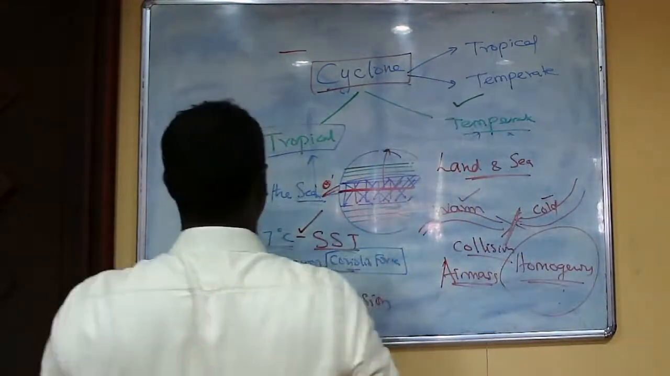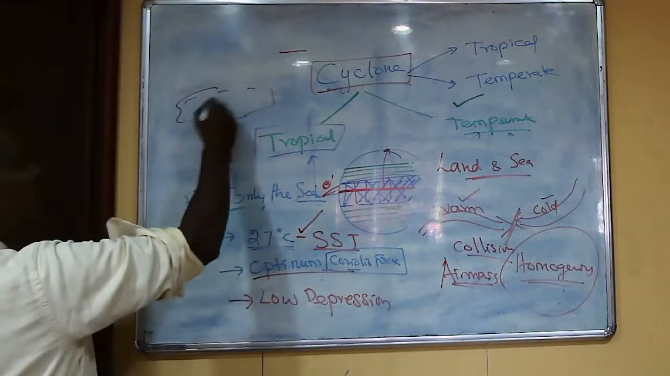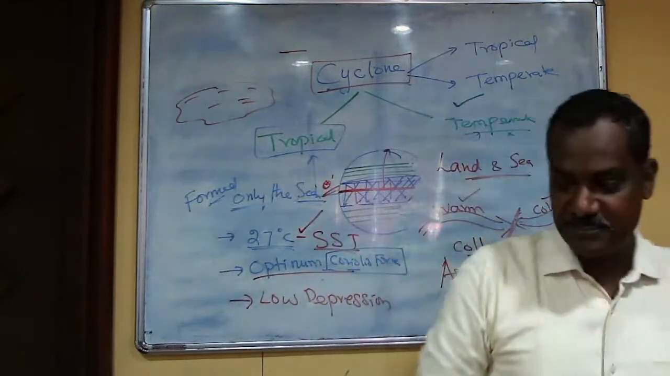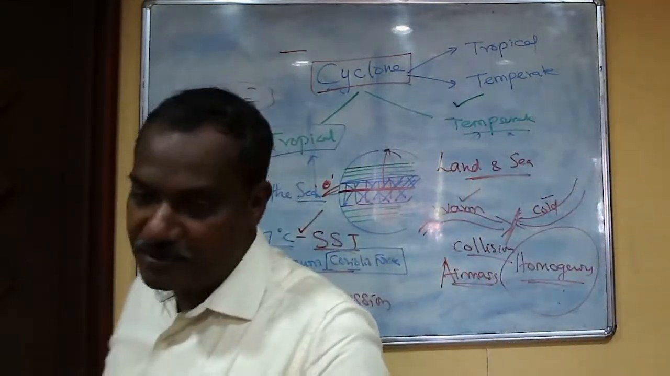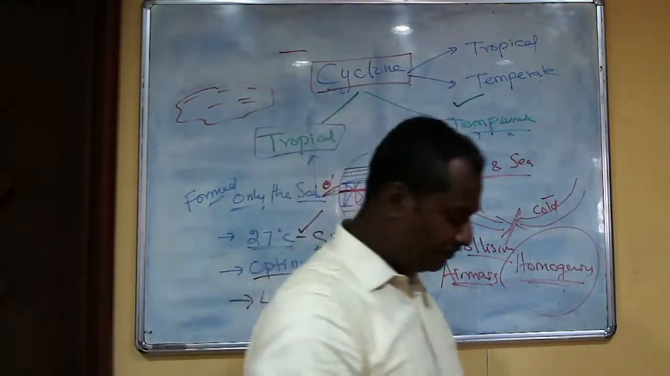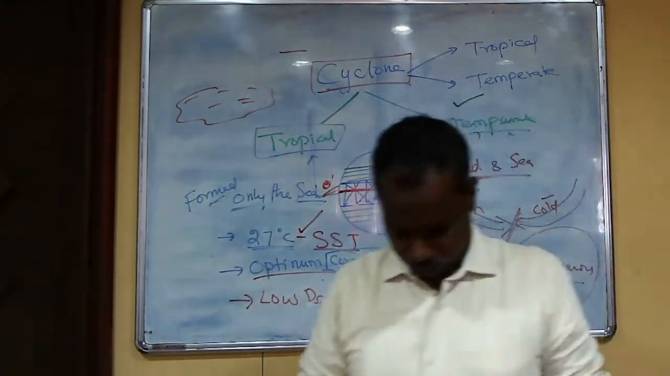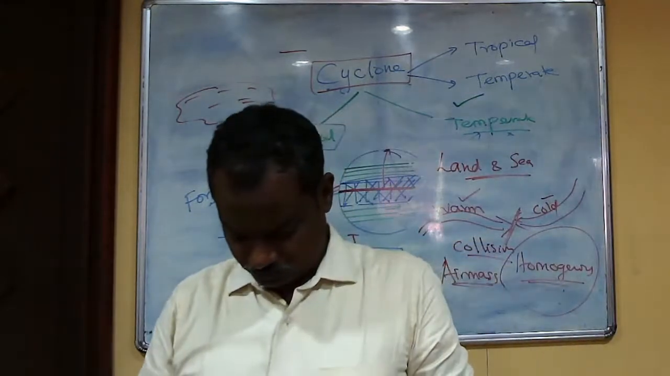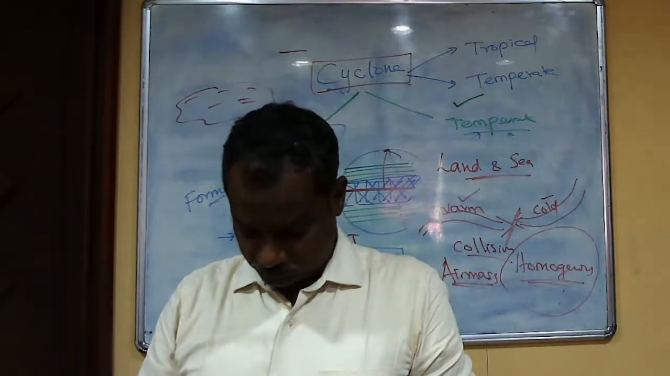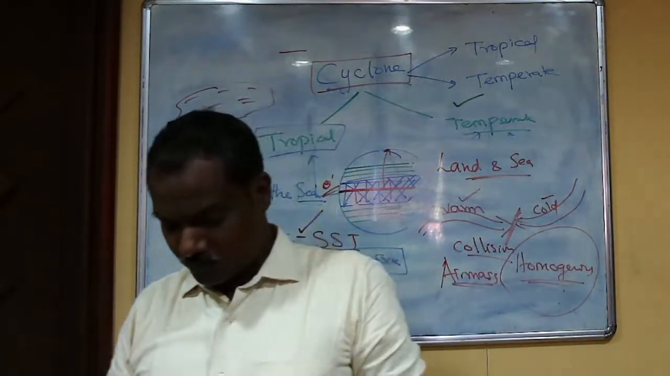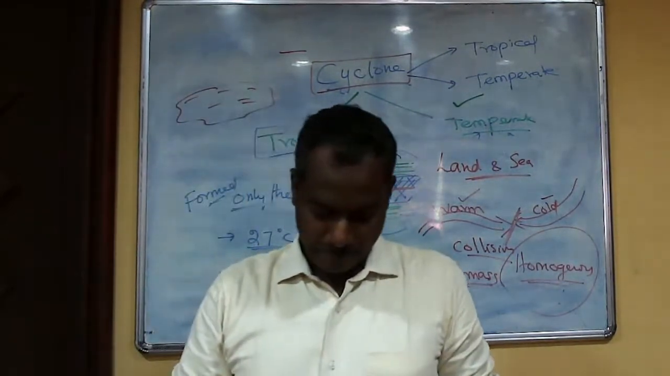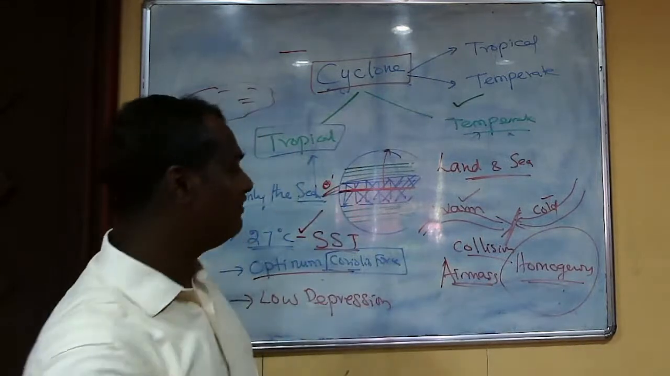Now, air mass means what? Simply air only. It's a huge amount of air. But it will have a uniform temperature and uniform humidity. Air mass means uniform temperature and uniform humidity. So it can be a cold air mass or a warm air mass.